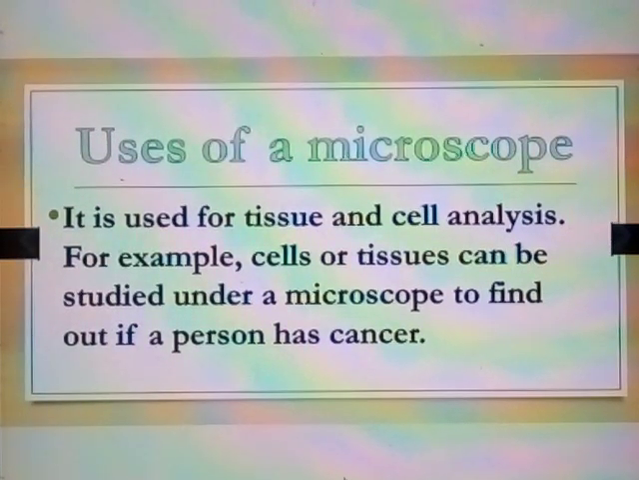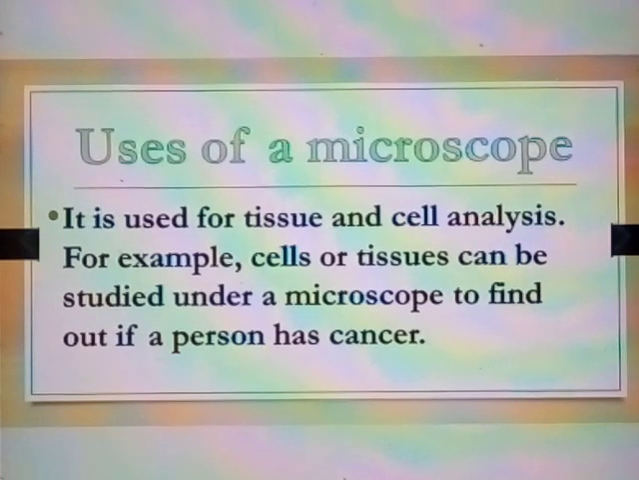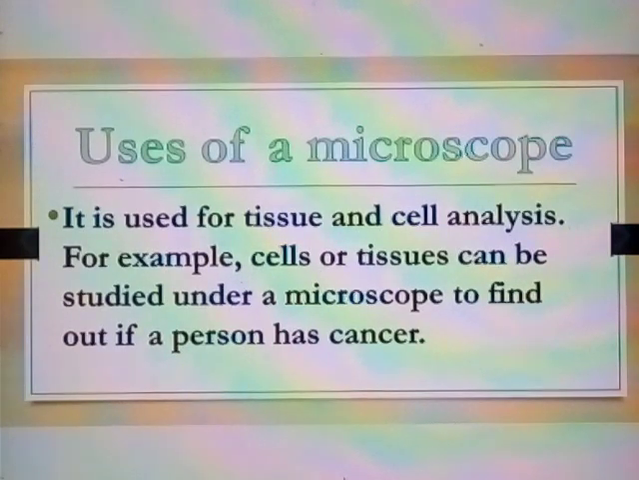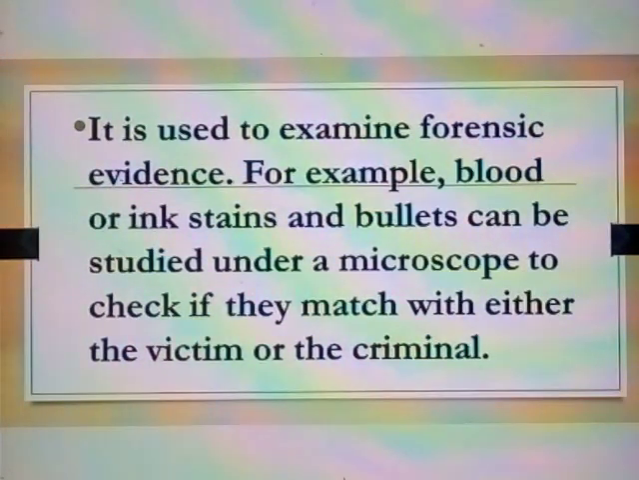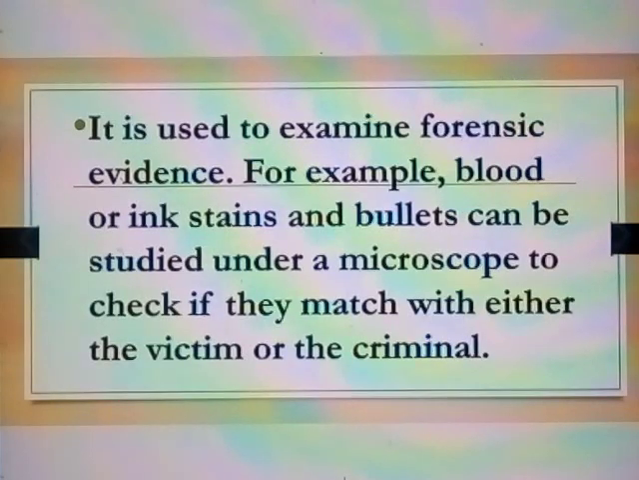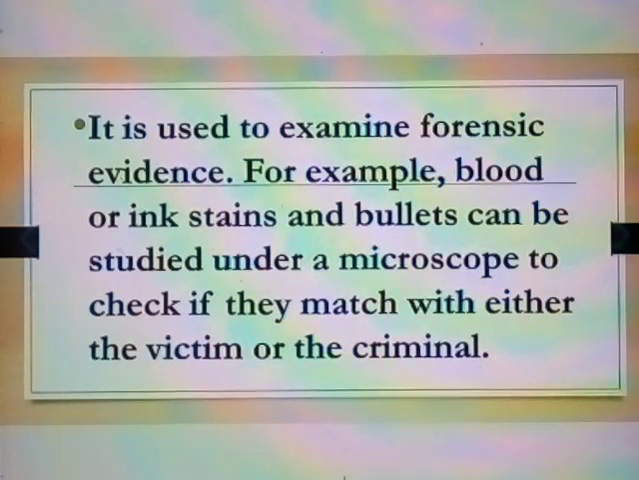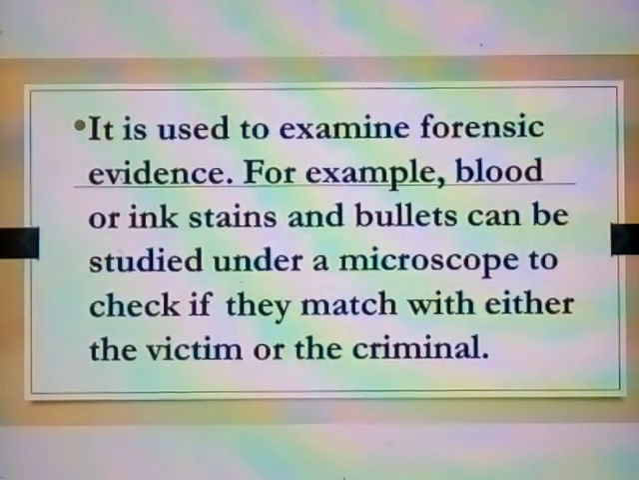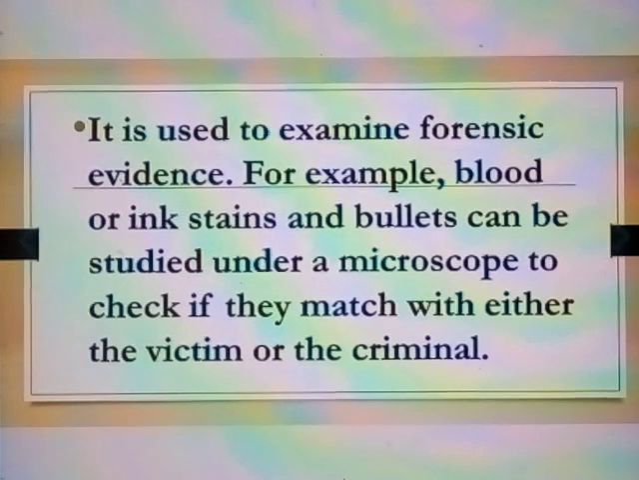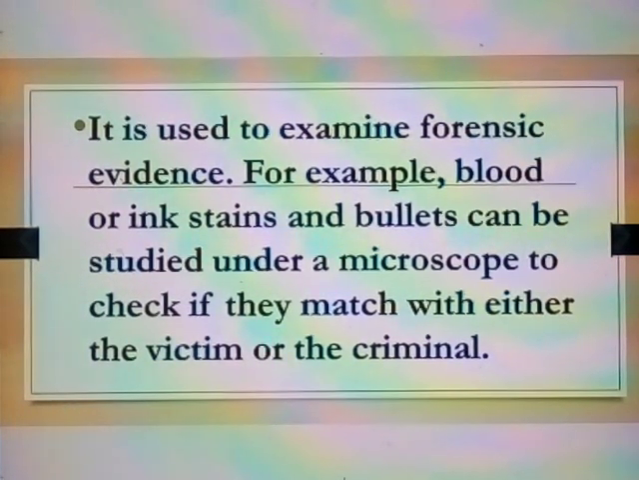Uses of a microscope. It is used for tissue and cell analysis. For example, cells or tissues can be studied under a microscope to find out if a person has cancer. It is used to examine forensic evidence, for example, blood or ink stains. And bullets can be studied under a microscope to check if they match with either the victim or the criminal.